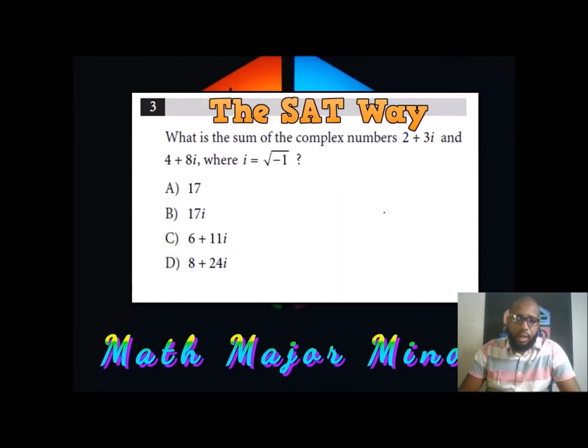Now, the SAT way. On the SAT exam, it's always good to look at the answers first. So if we look at choice A, B, C, or D, we notice that none of the real components are the same. Similarly, none of the imaginary components are the same. So if I were to add 2 and 4, that's going to be 6, which means C would be my only logical choice. And I wouldn't have to go any further. Remember, on the SAT exam, you're only allowed 75 seconds per question.